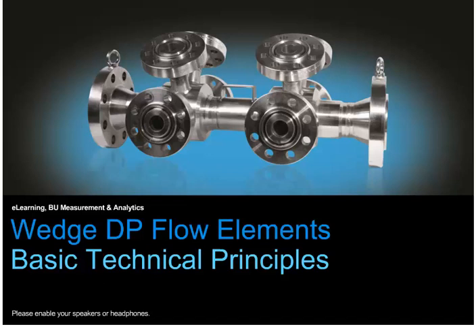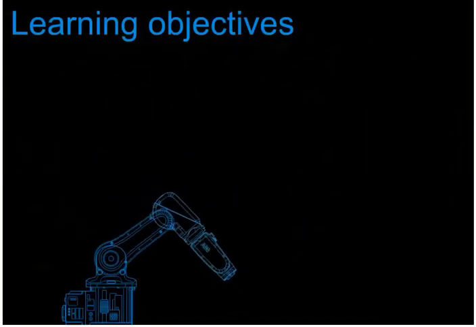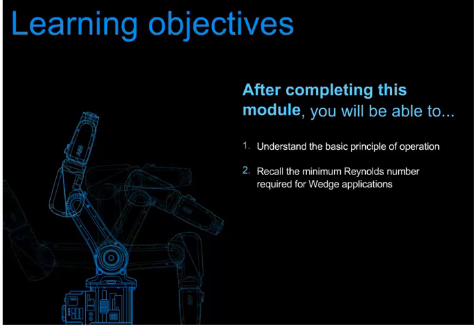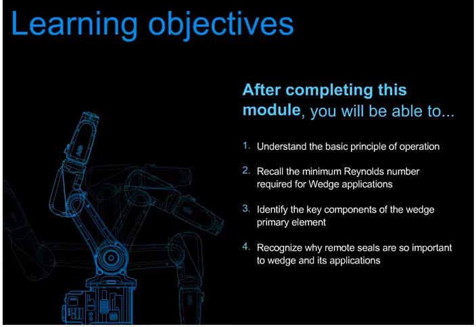This course module covers the technical fundamentals of wedge flow elements. Upon completion of this module, you'll be able to understand the basic principle of operation, recall the minimum Reynolds number required for wedge applications, identify the key components of the wedge primary element, recognize why remote seals are so important to wedge and its applications.